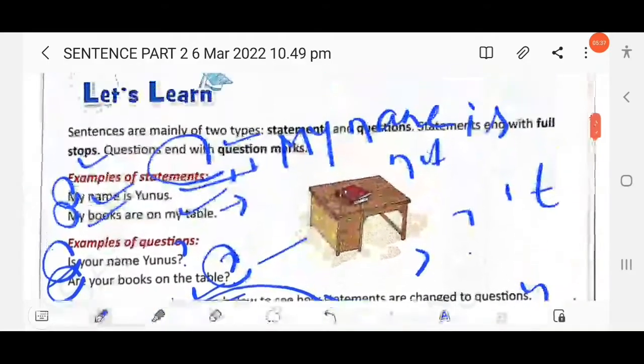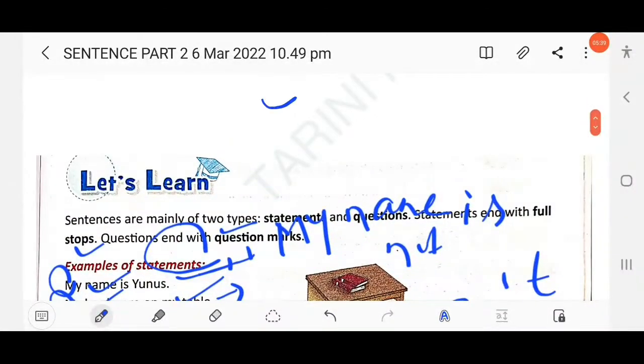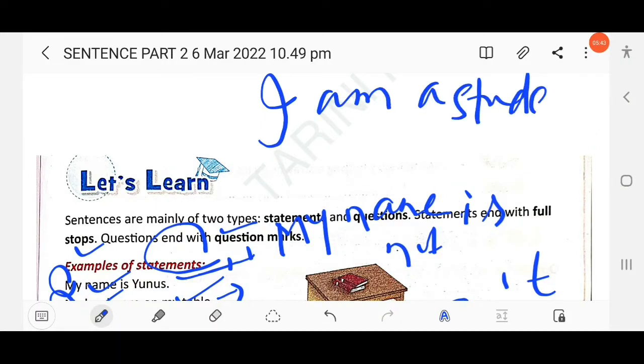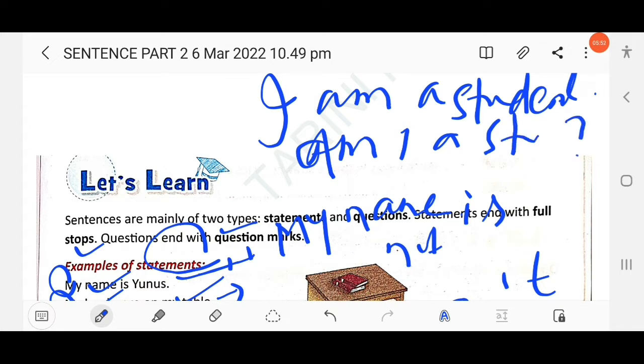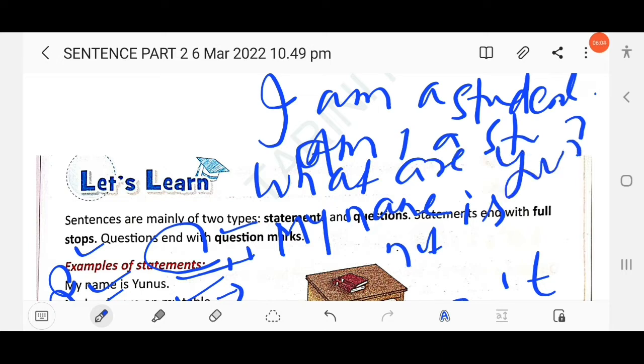Suppose we take an example. Okay, I am a student. You have to change it into yes/no as well as WH question. So its yes/no will be: Am I a student, right? You have to use a question mark at the end of the sentence. And if you want to change into WH, you have to write: What are you? What am I or what are you? Right? What are you? I am a student. Clear? So suppose we take another example here.